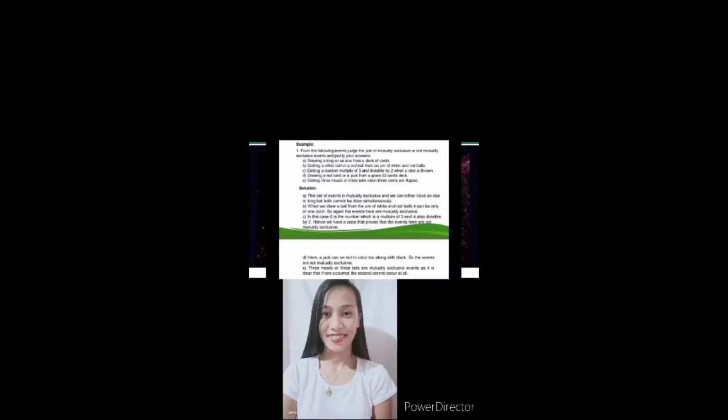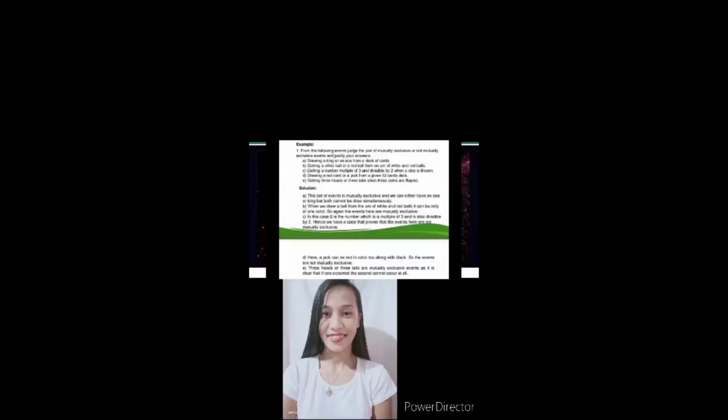Then third, getting a number that is a multiple of 3 and divisible by 2 when a dice is thrown. The solution: in this case, 6 is a number which is a multiple of 3 and is also divisible by 2. Hence, we have a case that proves that the events here are not mutually exclusive. So this third example is not mutually exclusive. Next example: drawing a red card or a jack from a given 52-card deck.